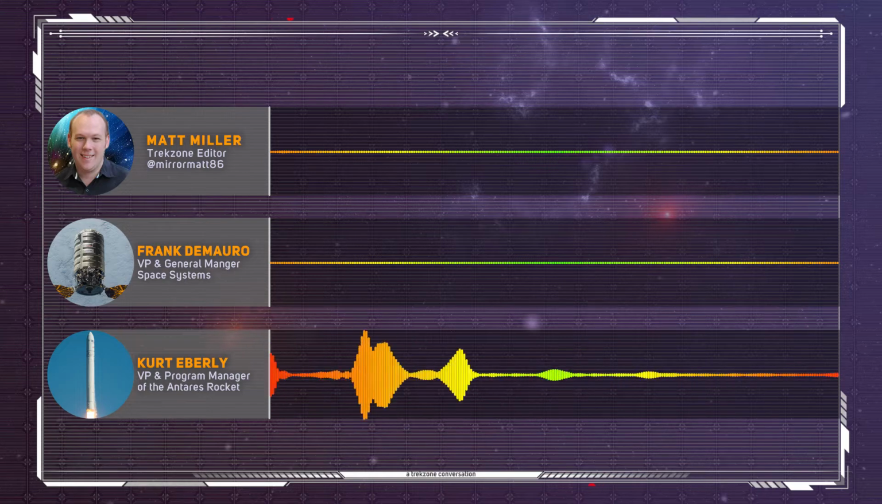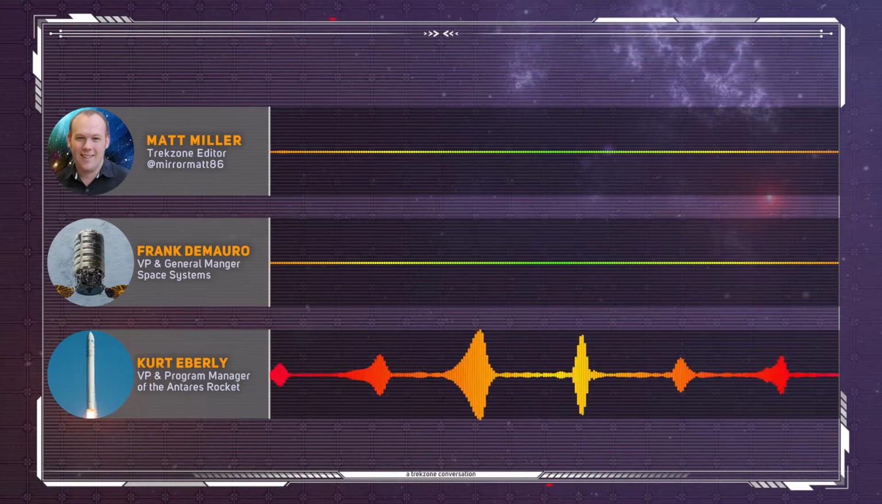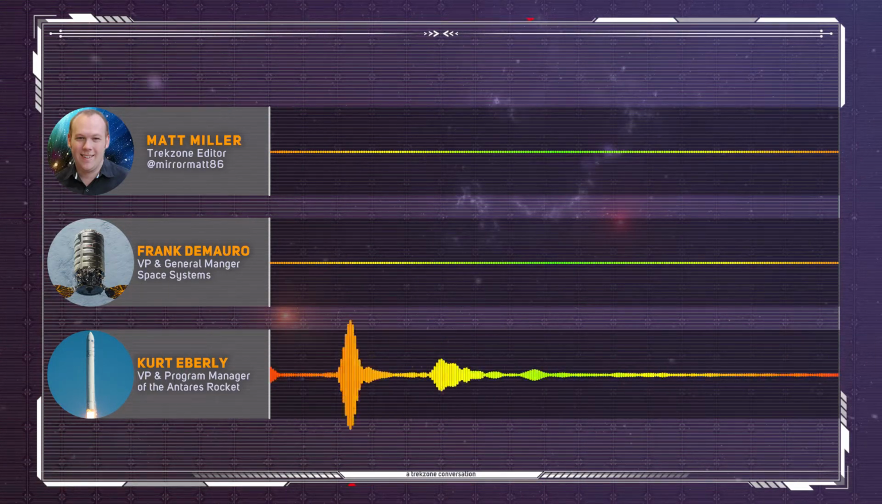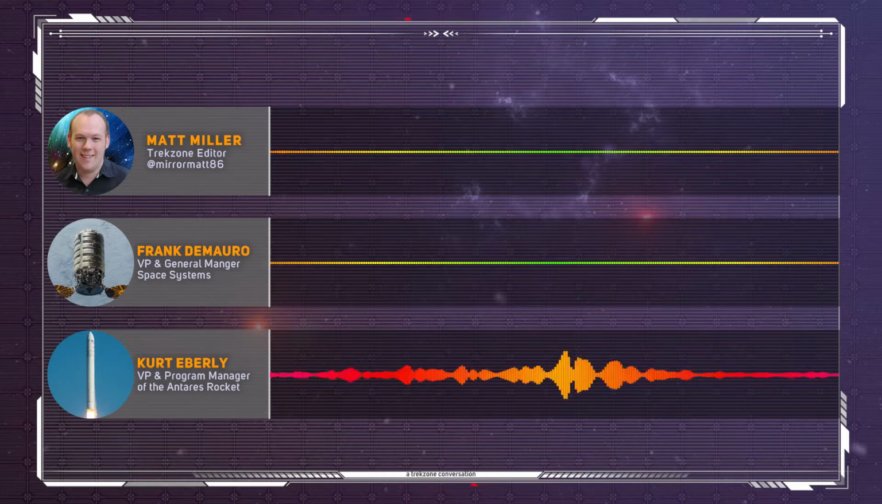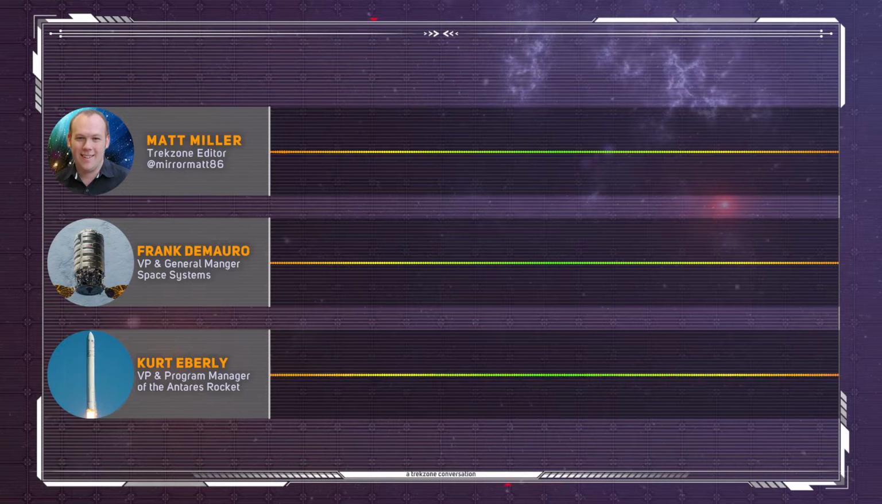And then we have some other optimizations where we've lightened up the first stage and we've lightened up the second stage and we've consolidated some of the composite structures on the upper stack. And that has allowed us to carry the increased mass of about 800 kilograms over the prior configuration to orbit.